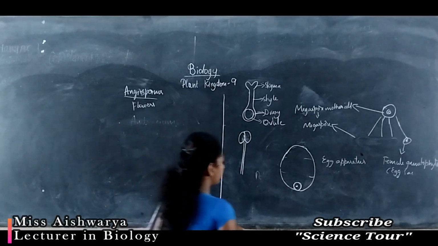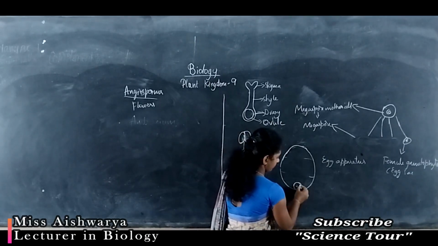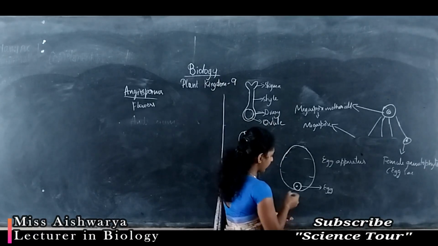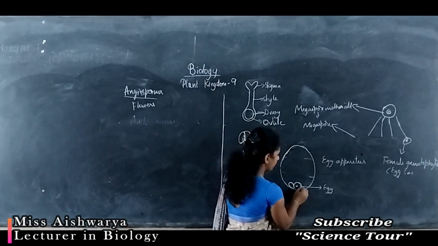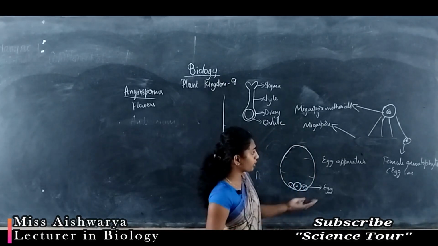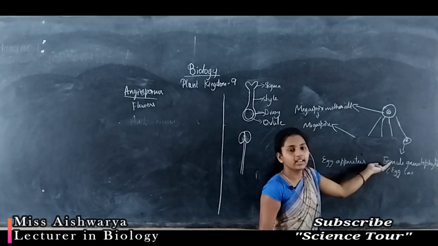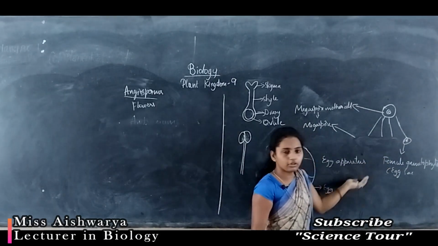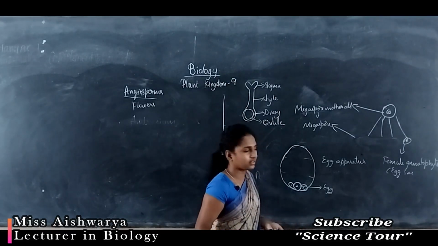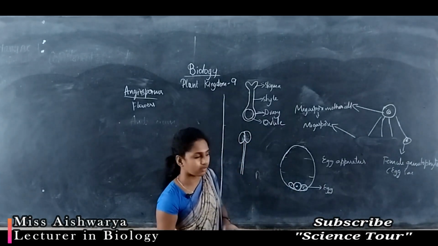Here this is a large egg cell. This is the egg cell, and beside this you can see smaller cells. One megaspore will form the female gametophyte. For the formation of the female gametophyte, they undergo repeated division and form about an 8-cell structure.